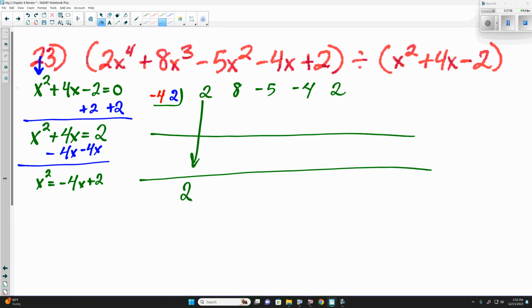The first number we bring all the way down to the bottom. Second number goes down 1. Questions on this so far?